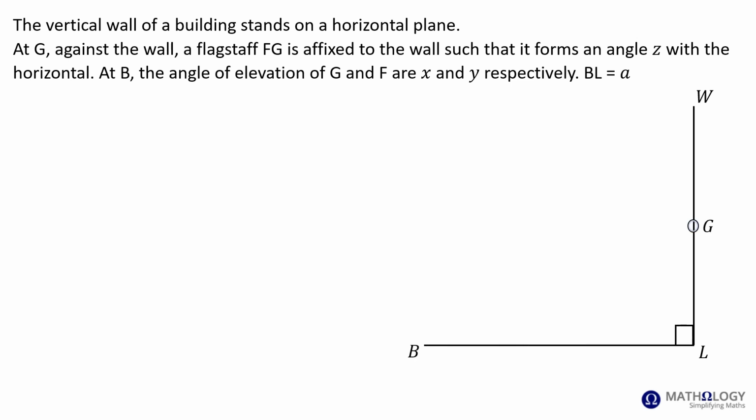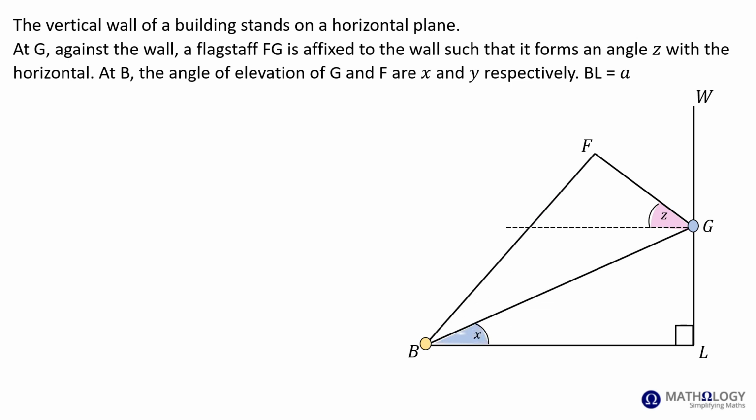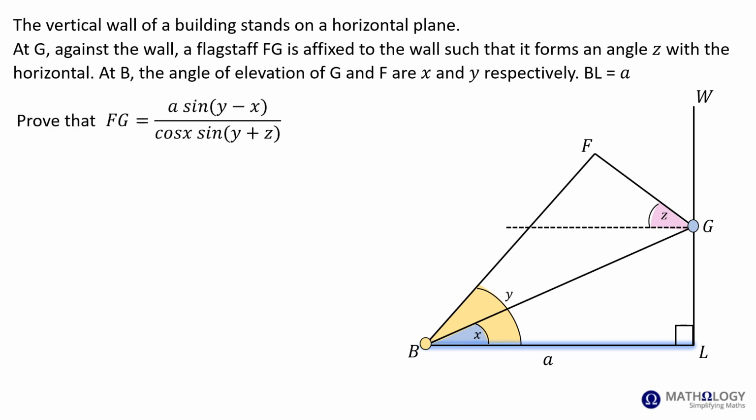The vertical wall of a building stands on a horizontal plane. At G, against the wall, a flagstaff FG is affixed to the wall, such that it forms an angle Z with the horizontal. At B, the angle of elevation of G and F are X and Y respectively. BL equals A units in length. We are required to prove that FG equals A sine Y minus X, all over, cos X, sine Y plus Z.